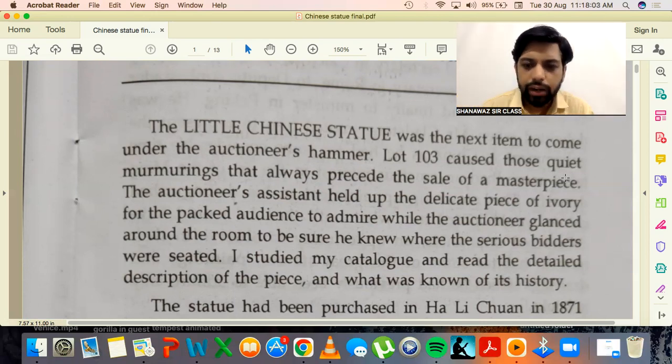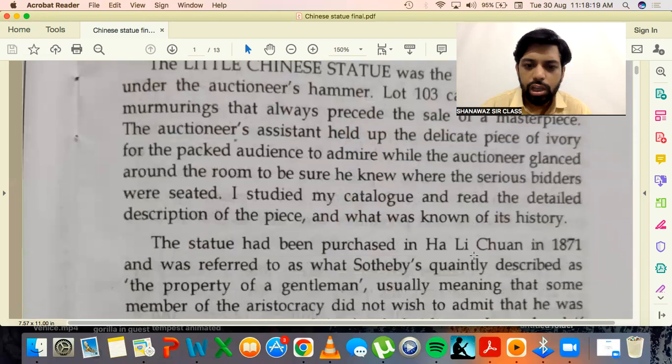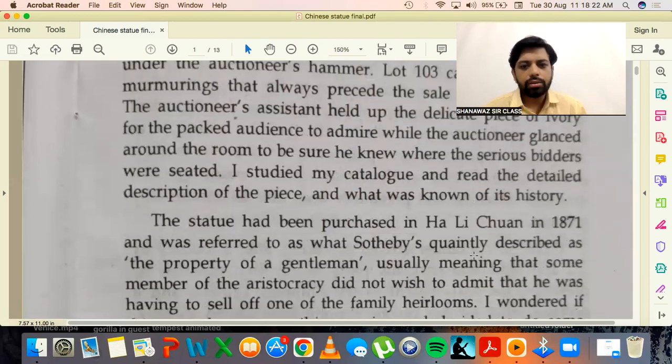I studied my catalog and read the detailed description and what was the history. So the narrator Jeffrey Archer has gone there. So he was also there. So he was studying the details कि ये सामान किसका है, कौन है, कब बेचा है. तो the statue has been purchased, उसमें लिखा हुआ था, in Halichuan in 1971.